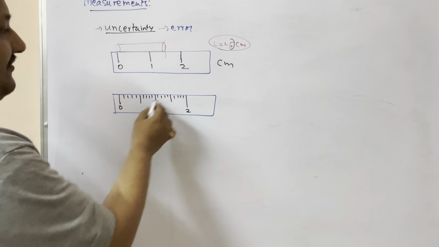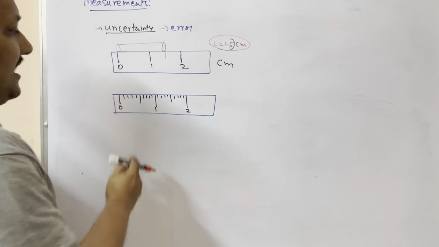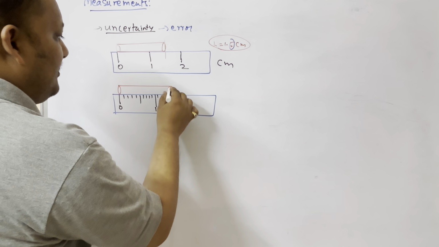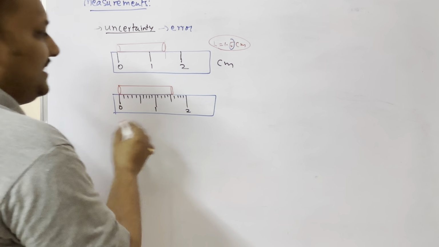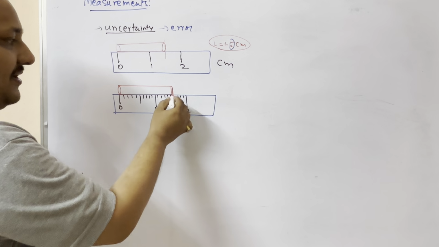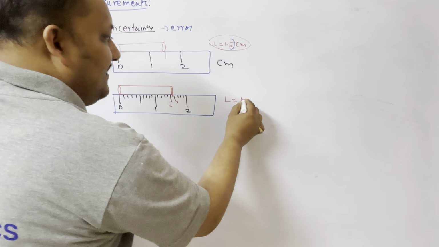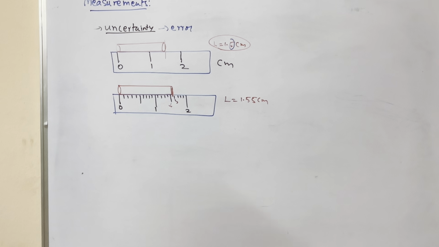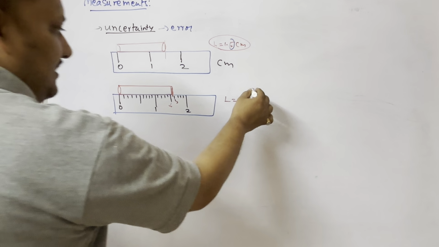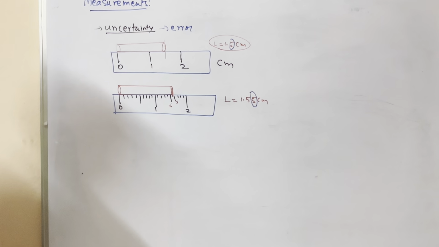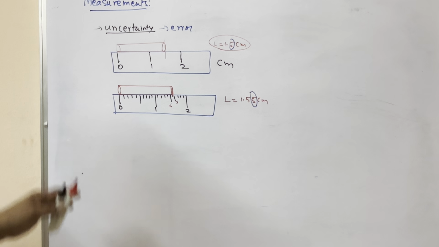Next, the same object I am placing on this scale. At that time, we are getting the object in between 1.5 and 1.6. In between 1.5 and 1.6 means I will take 1.55 centimeters. Now, 1.5 is clear, but this last digit is going to be assumed. This is what we are calling uncertainty in the measurement, isn't it?